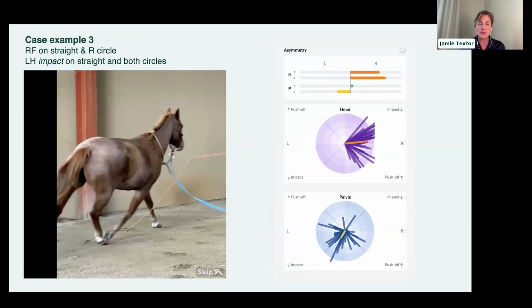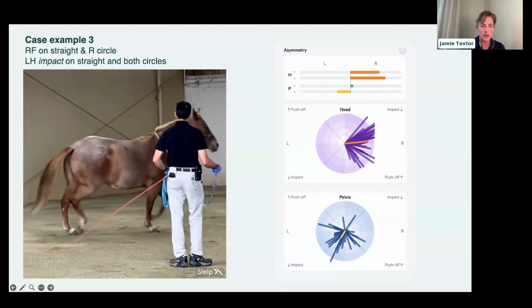So again, this is a horse that, in this case, I could see this right front asymmetry on the straight and the right circle. I don't think we saw much on the left circle for this horse, but it was quite obvious on the straight line. I'm going to show you the right circle only. And we were seeing this right front asymmetry, and a left hind impact asymmetry was also reported. We could see the left hind as well. Let's take a look at the video, and I'm going to skip forward here.